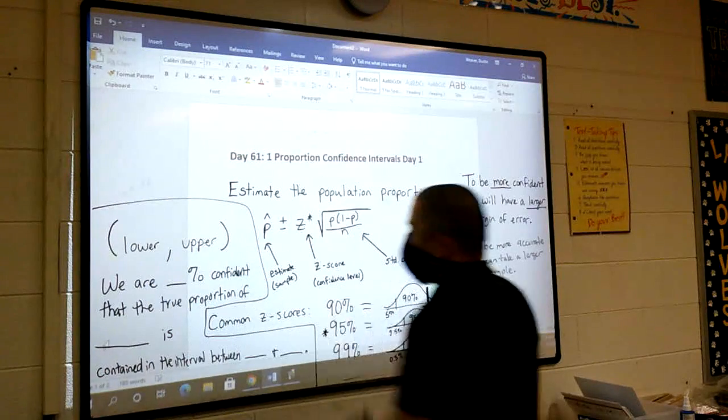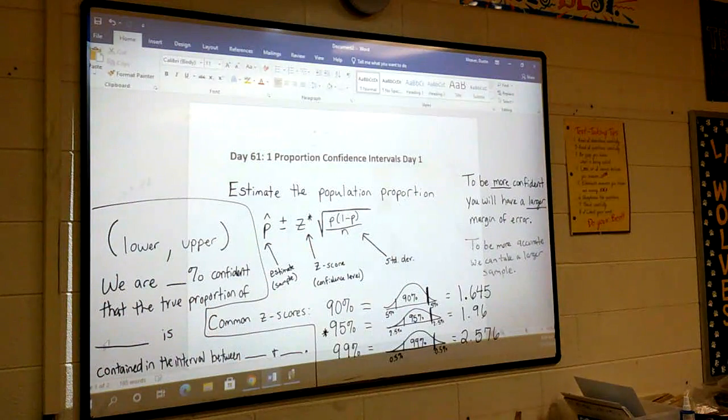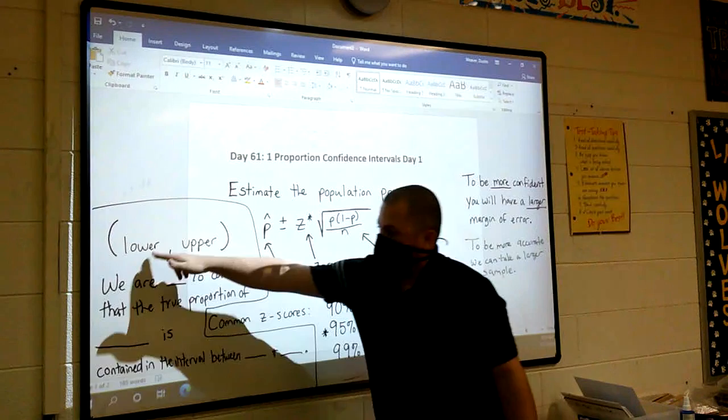So there it is over there. The way we'll finish up an interval is we'll get the actual interval. That'll come from the calculator. The calculator will give us the interval. We'll say we are blank percent. If it's 95%, then we're going to say we're 95% confident that the true proportion of people that enjoy music is contained in the interval between, and we'll take our lower number and our upper number.